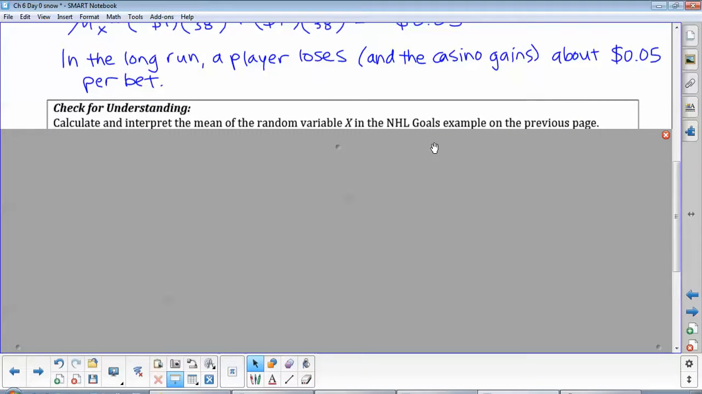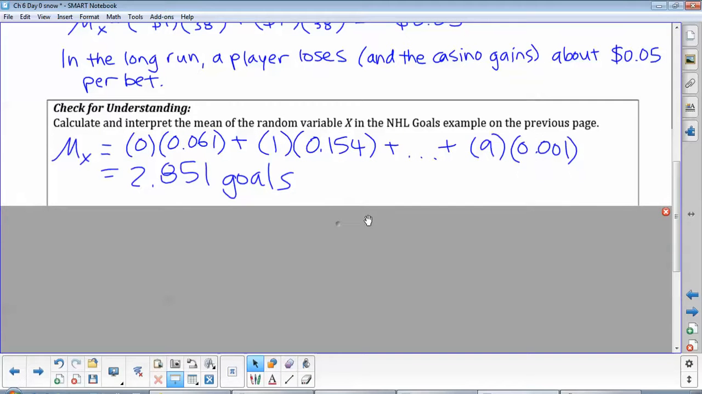Hopefully you were able to do this. I don't expect you to write out all 10 terms. What I do expect you to do, similar to the chi-square test statistic, is write out the calculation for the first 2 terms plus ... and then the last term. And then, of course, hopefully you should have gotten 2.851 goals.